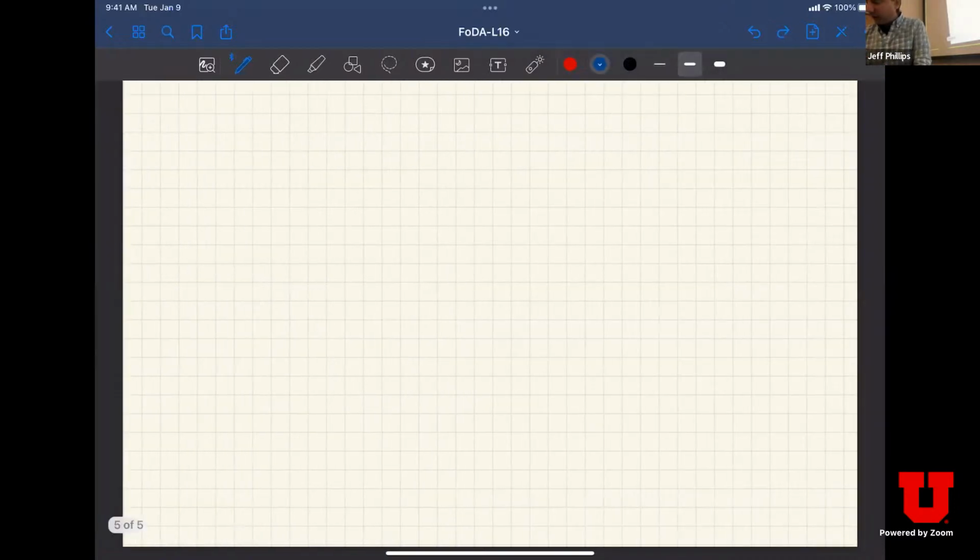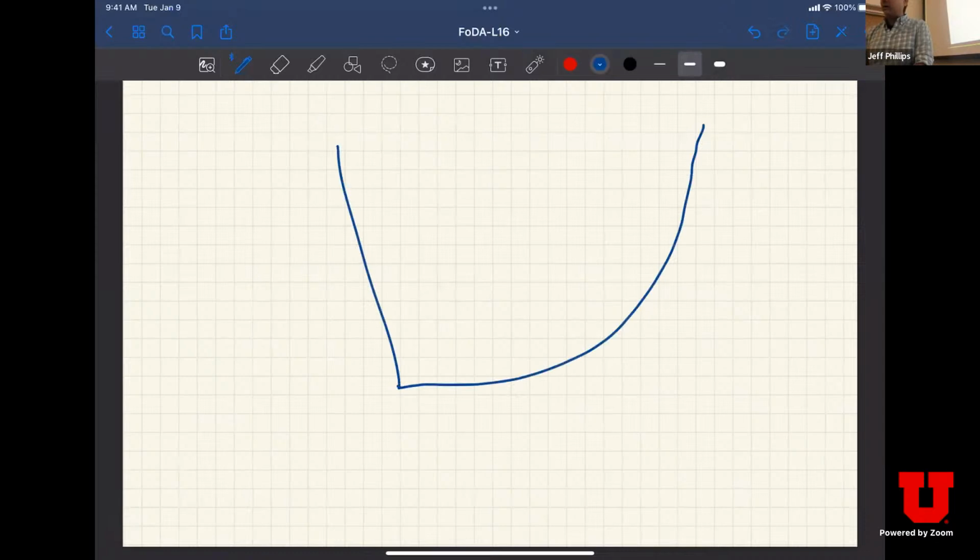So the weirdest situation you could think of is if the function looks like this, and then it jumps up here. Okay, so if this is alpha star, this is the minimum point here.